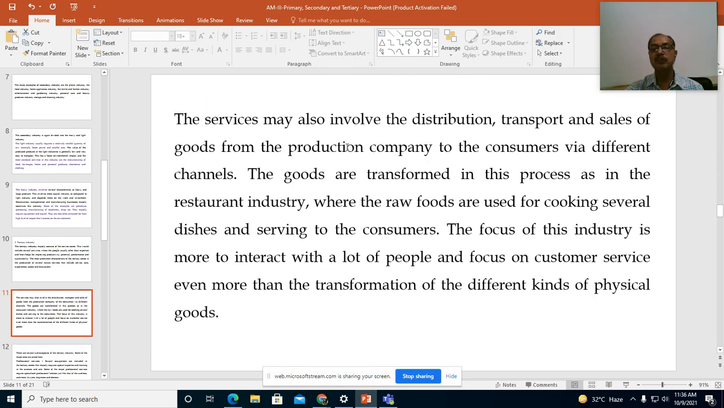The services may also involve the distribution, transport, and sales of goods from the production company to the consumers via different channels. The goods are transformed in the process, as in the restaurant industry, where the raw foods are used for cooking several dishes and serving the consumers. We can take so many examples here. The focus of the industry is more to interact with a lot of people, and the focus on customer service even more than the transformation of different kinds of physical goods.